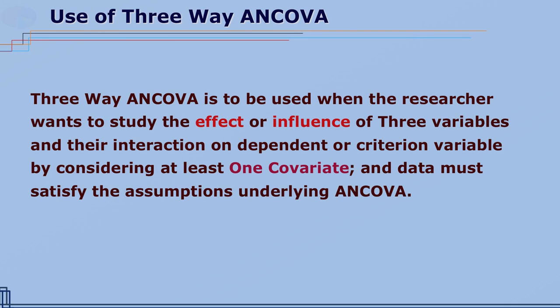Three-way ANCOVA is to be used when the researcher wants to study the effect or influence of three variables and their various interactions on dependent or criterion variable by considering at least one covariate, and the data must satisfy the assumptions underlying analysis of variance.